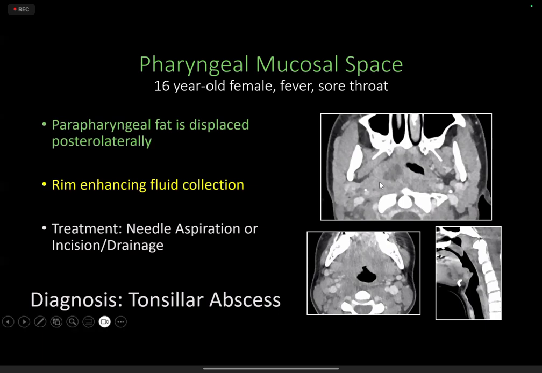So here you can see that the parapharyngeal fat right over here is displaced posterolaterally. Look at the normal left-hand side. Again, we have that fluid collection right over here. And the treatment for an abscess within the pharyngeal mucosa is either needle aspiration or incision and drainage.